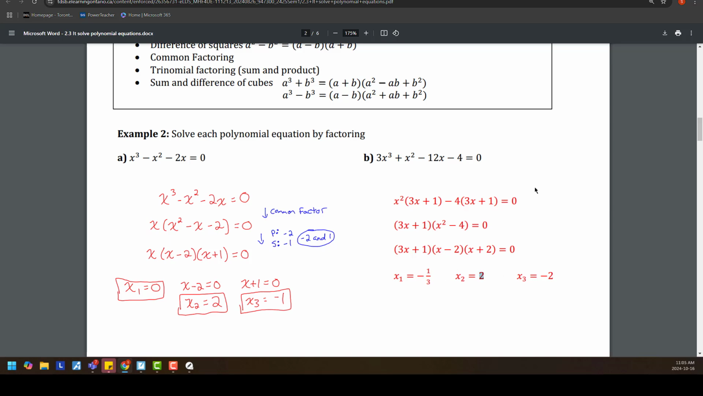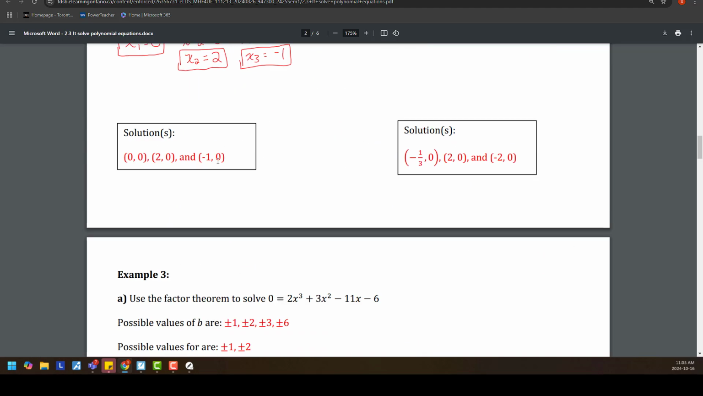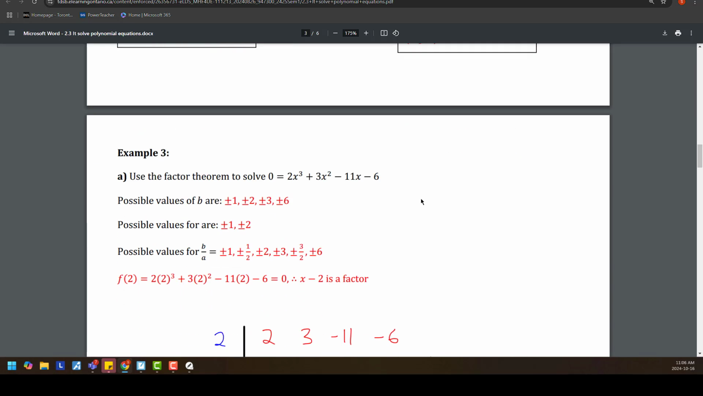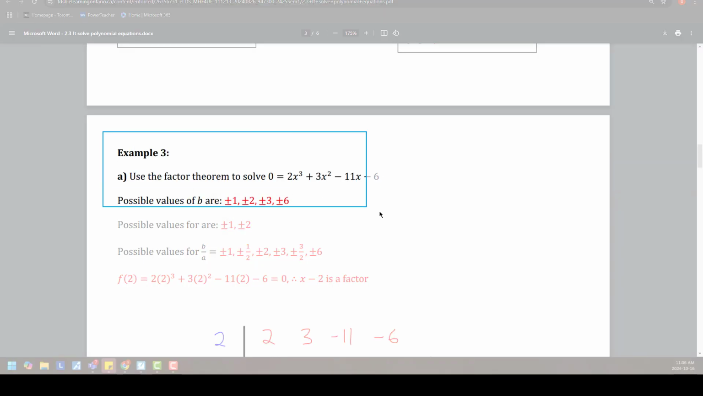problem. So yeah, we got 3 solutions. Yeah, there we go. Oh, and try to write your solutions out in coordinates. So (-1/3, 0), (2, 0), and (-2, 0). All right, time to use some factor theorem. Let's do this.